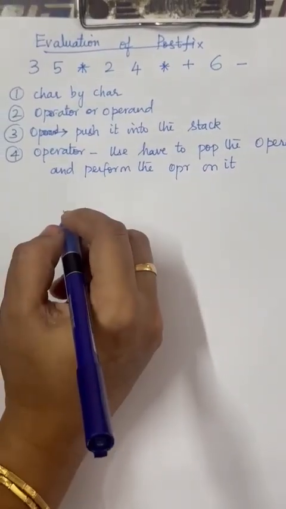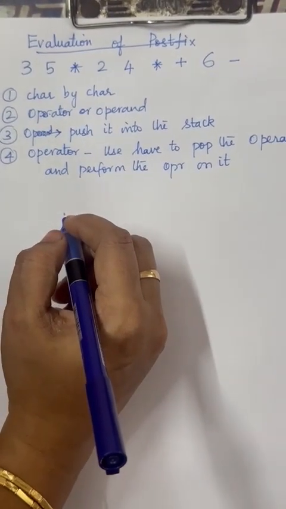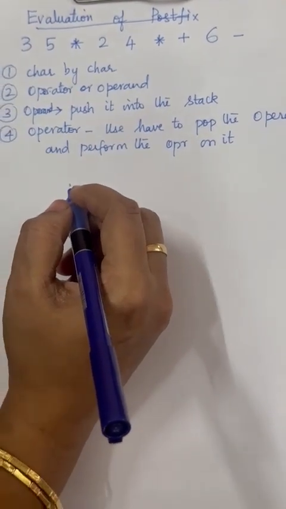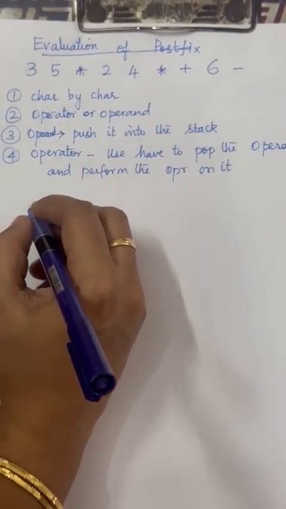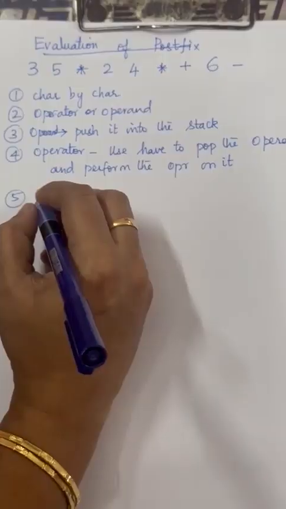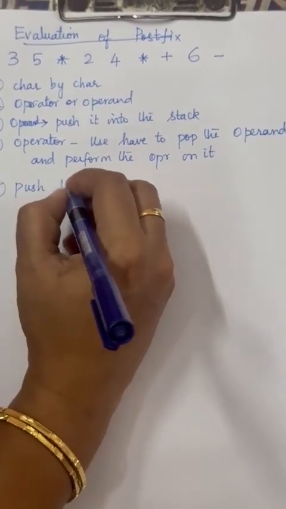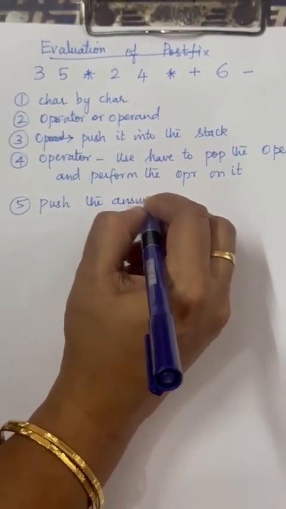If it is a binary operation, you have to pop 2 elements. If it is a unary operation, you can pop only 1 element. Now let us carry on with this, and the next step is you have to push the answer back to the stack.